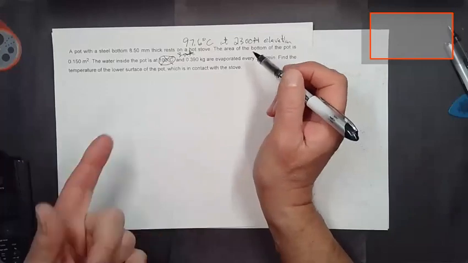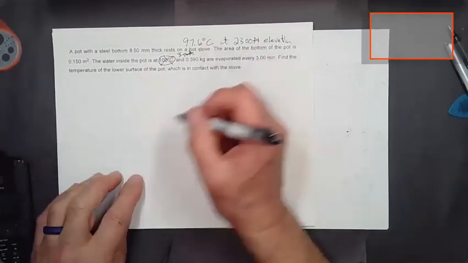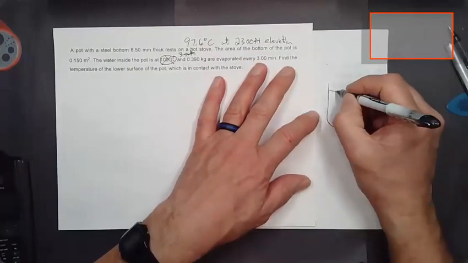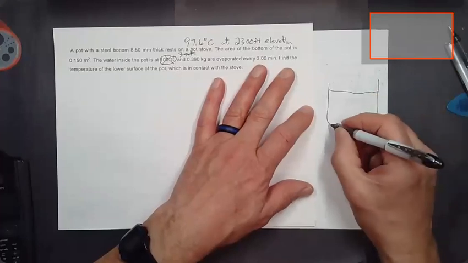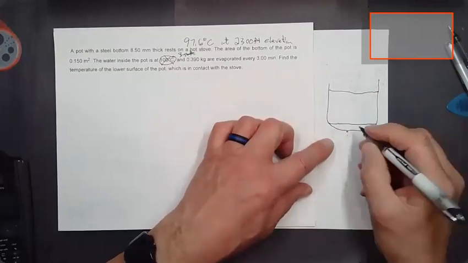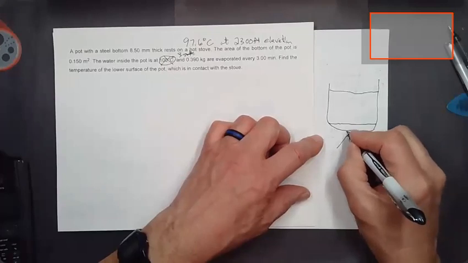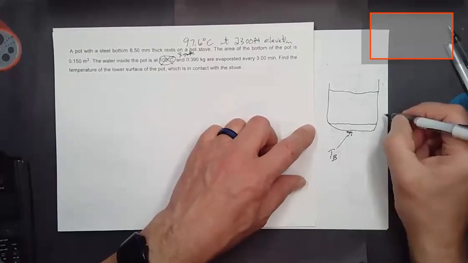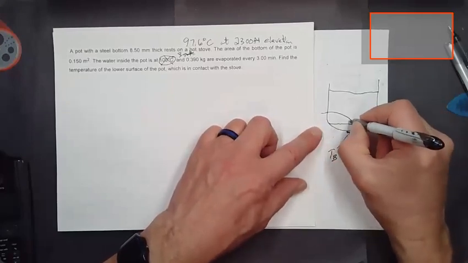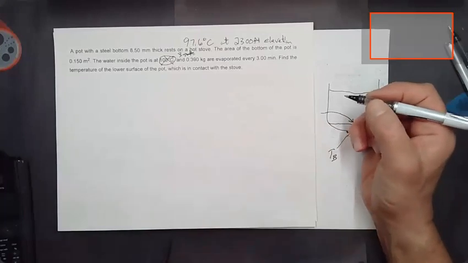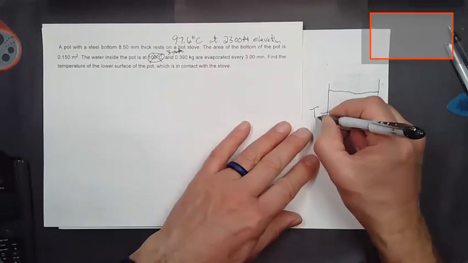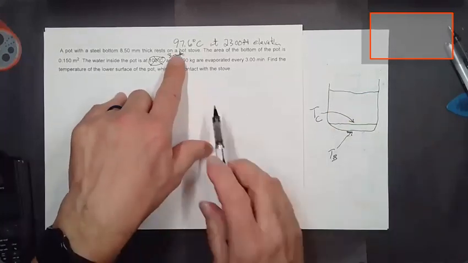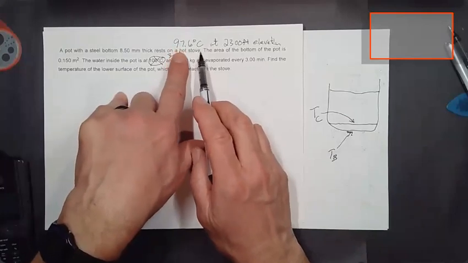Okay, well, the thing is, we must have a certain heat flow into this pot because, and I didn't draw a very good bottom on this thing, but we want to know the temperature at the bottom, T sub B. The temperature at the top of this thing is, we'll call it T sub C. It's going to be T sub cool, but it's going to be 97.6 degrees Celsius.